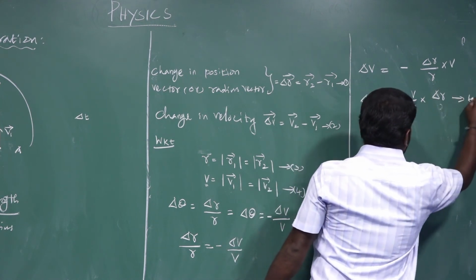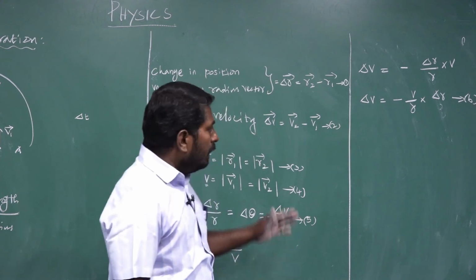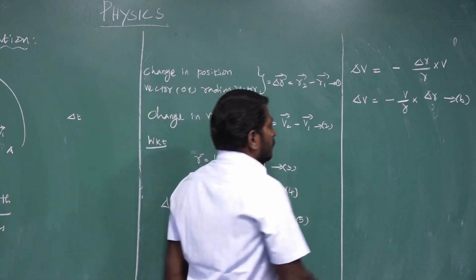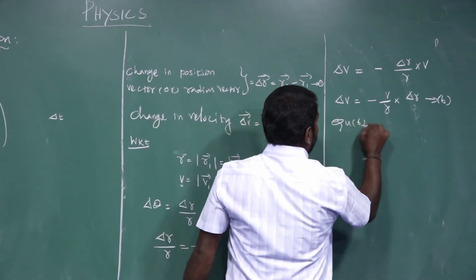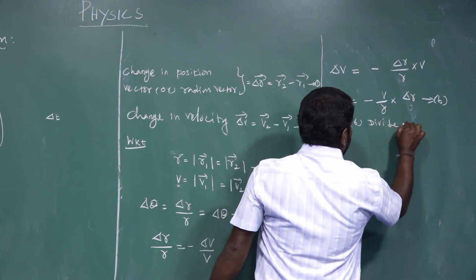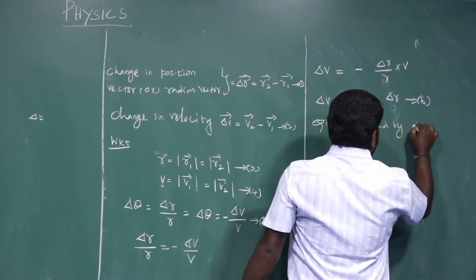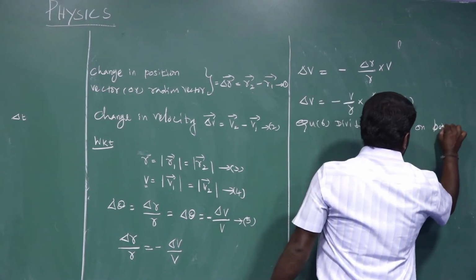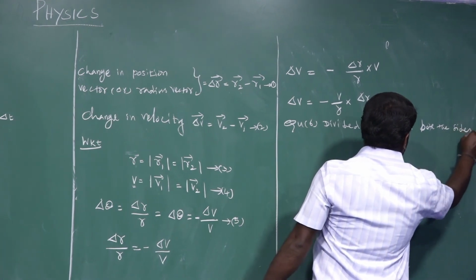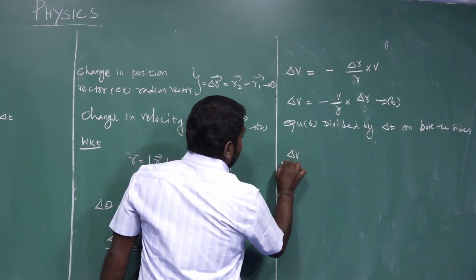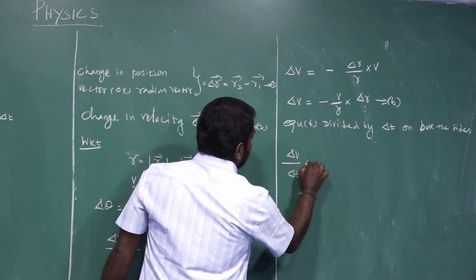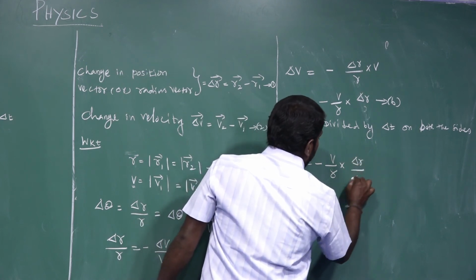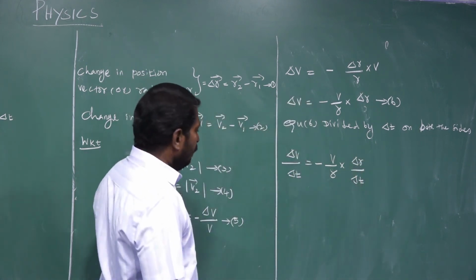into V. So therefore, delta V is equal to minus V divided by R into del R. Equation number 6. Divide equation 6 by delta T on both sides. So delta V divided by delta T is equal to minus V divided by R into delta R divided by delta T.